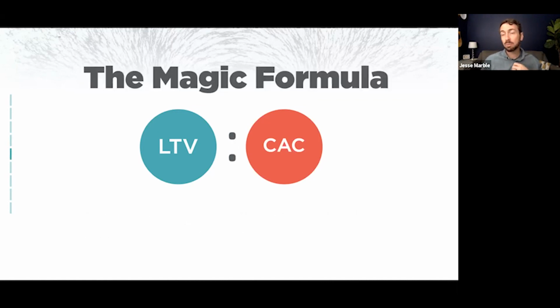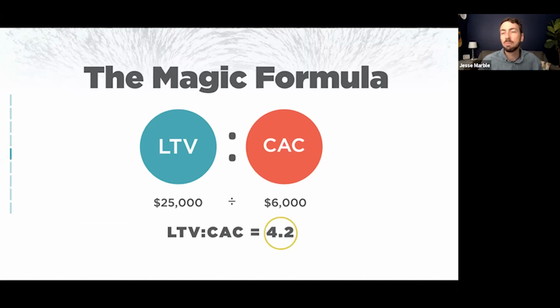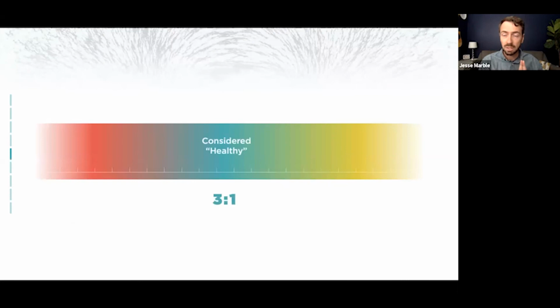We call it the magic formula, which is just the ratio of a well-calculated LTV to a well-calculated CAC. In this simple example, you might get a 4.2 ratio. Maybe in your industry, you know what these metrics are. In general, this is a total broad brush, but in general, 3 to 1. Again, this is if you've nailed your LTV and CAC calculations right. 3 to 1 is considered healthy.